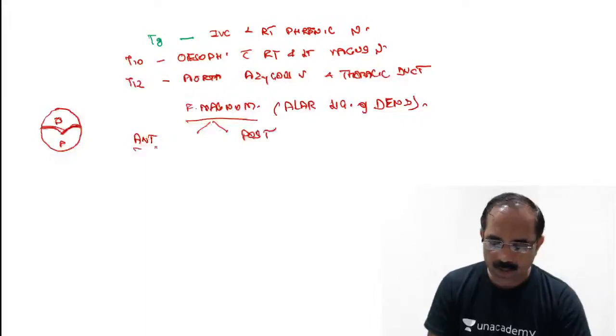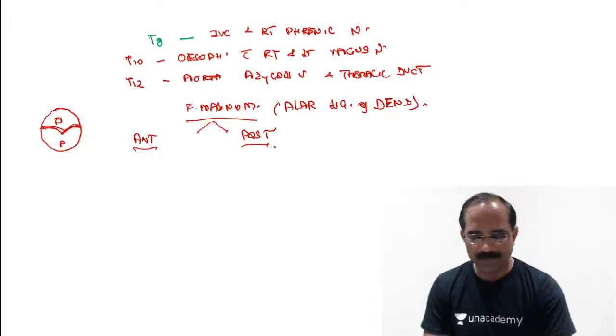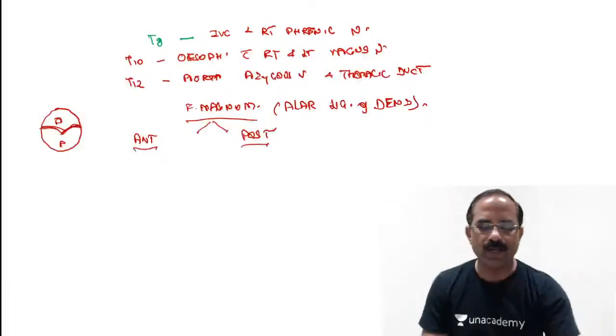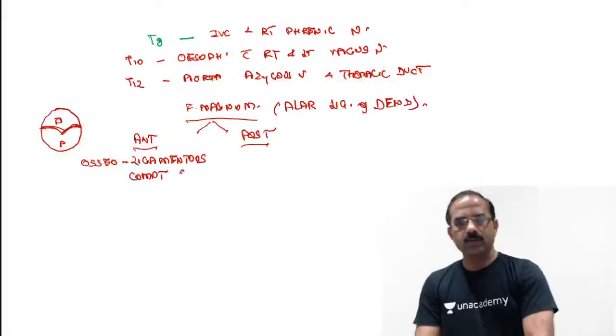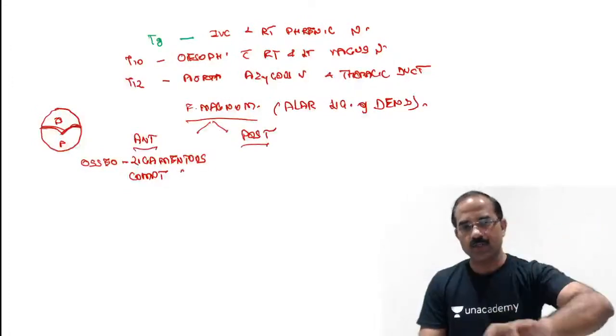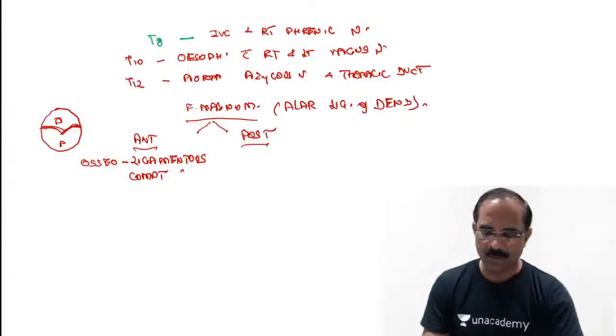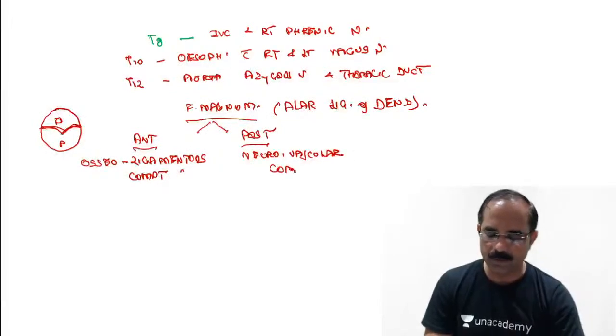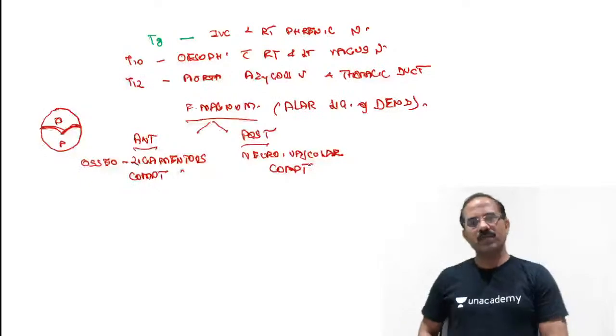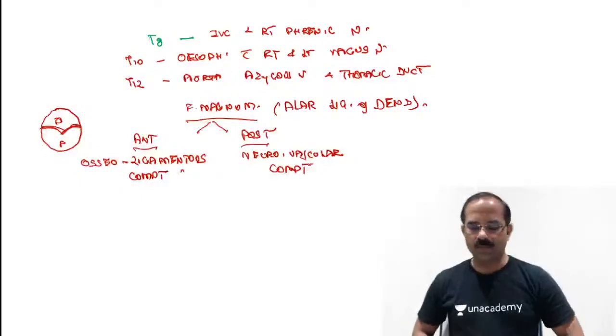Now, what passes through the anterior compartment of the foramen magnum? If I am very specific, the anterior compartment is also known as the osteoligamentous compartment. Bones and ligaments pass through it. The posterior compartment is known as the neurovascular compartment.